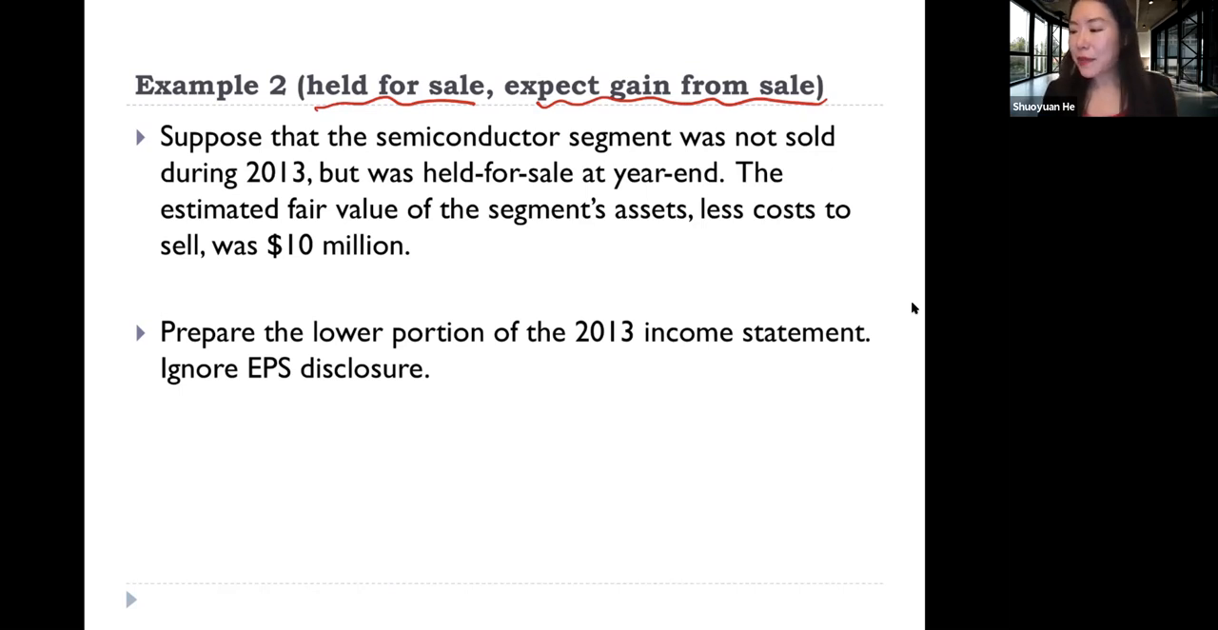So in this example, the semiconductor segment was not sold, but was held for sale. The estimated fair value of the segment, net cost to sell, is 10 million. And then the book value is 8 million again. Please prepare the lower portion of the 2013 income statement.